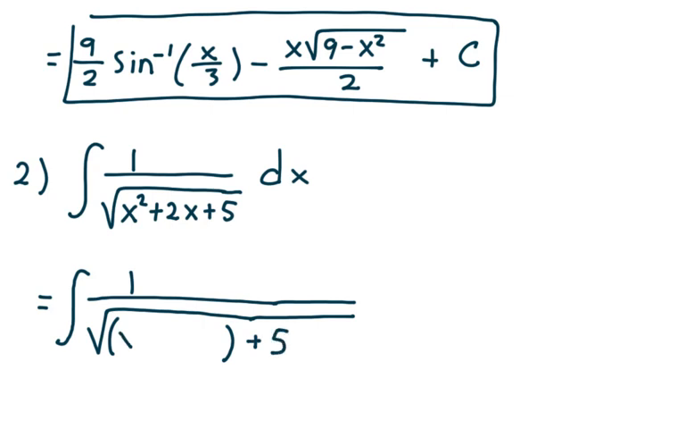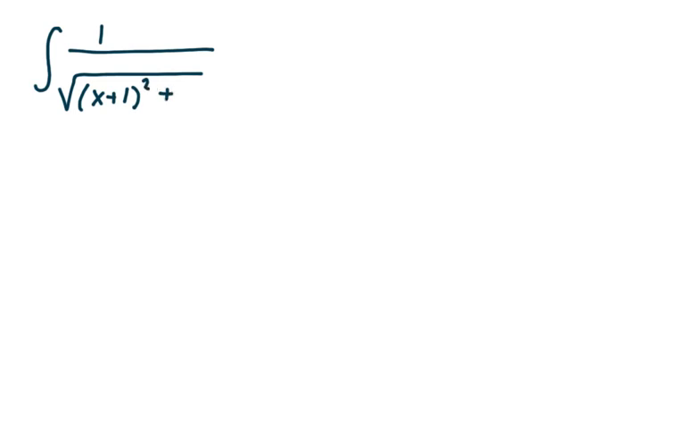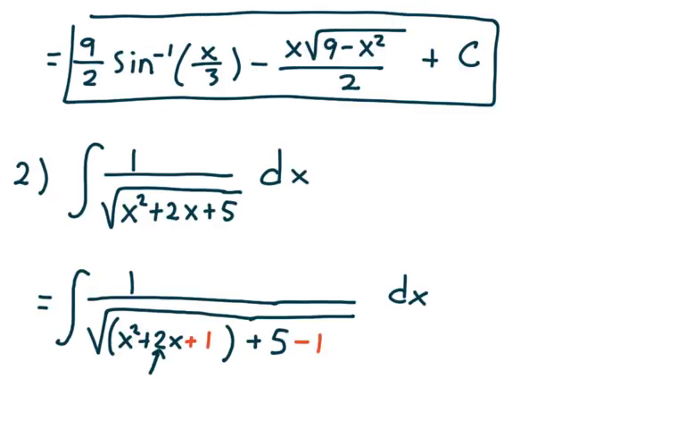And so I have x squared plus 2x. If I want to complete the square, I've got to take half of 2 and square it. And when I do that, I get 1. But I can't just add 1. I have to subtract 1. And so if we come over here, we can write this as the integral of 1 over the square root of x plus 1 to the second plus 4.